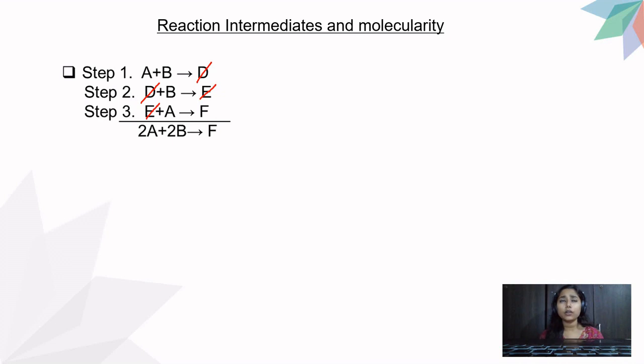How do I write the overall reaction? By striking out these components. So you just have to make sure that your number of molecules are same. The first thing, the number of molecules should be same. So here also one molecule of D was there. Here also one molecule of D is there. Here one molecule of E is there. One molecule of E.